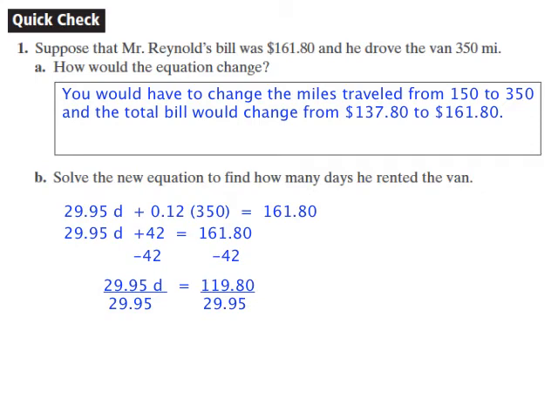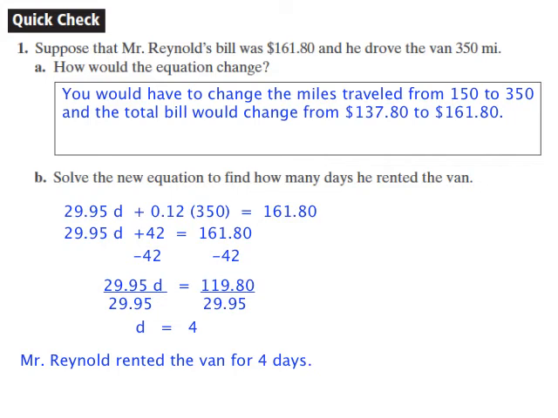On the left-hand side, the 29.95s cancel each other out, and you're left with D. On the right-hand side, you get 4. So, Mr. Reynolds rented the van for 4 days. Pause the video if you need more time to copy down this example. Don't forget to record any questions that you might have.